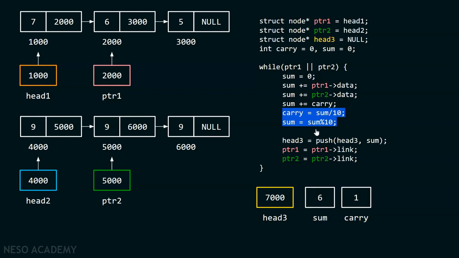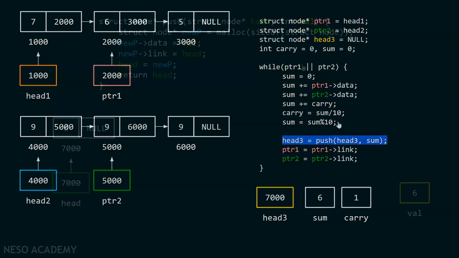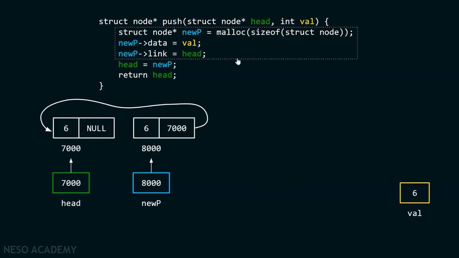Now after this step, we'll simply call this push function, and to this push function, I have to pass the head 3 and sum. Head 3 means the address 7000 and sum means this value 6. This will get received over here, right? And after this, new node will be created with the help of this piece of code. You can see this new node is created, and obviously with the help of this line of code, that is new p link equals to head, we will get the address of this particular node and we will store that address within this link part of this node, right?